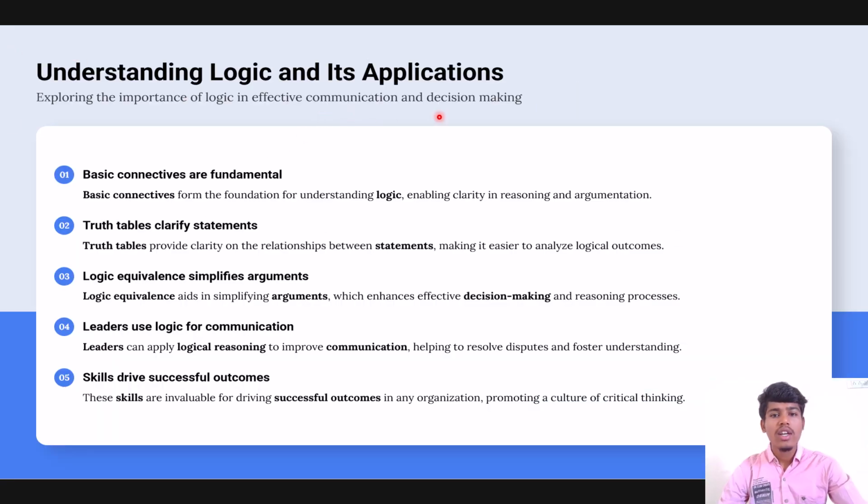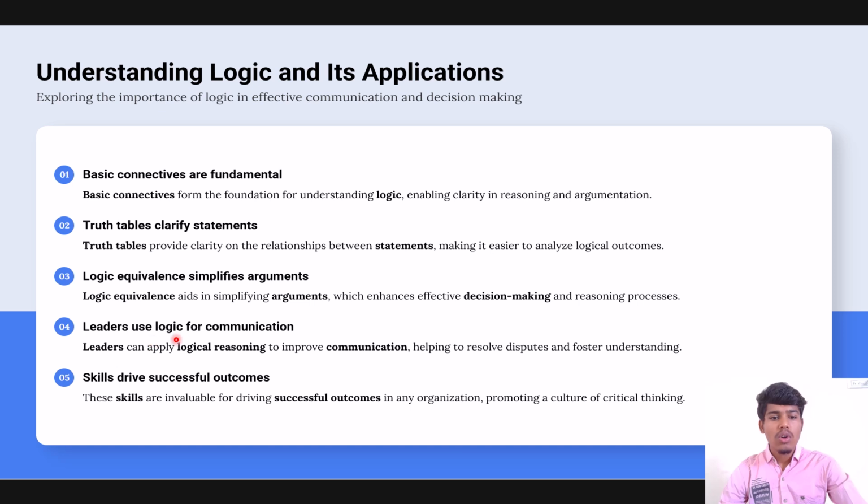Understanding logic and its applications: exploring the importance of logic in effective communication and decision making. Basic connectives are fundamental: basic connectives form the foundation for understanding logic, enabling clarity in reasoning and argumentation. Truth tables clarify statements: a truth table provides clarity on the relationship between statements, making it easier to analyze logical outcomes. Logical equivalence simplifies arguments: logical equivalence aids in simplifying arguments, which enhances effective decision making and reasoning processes.